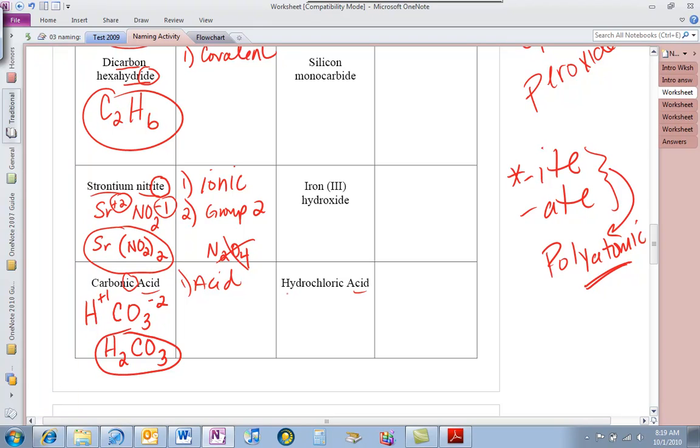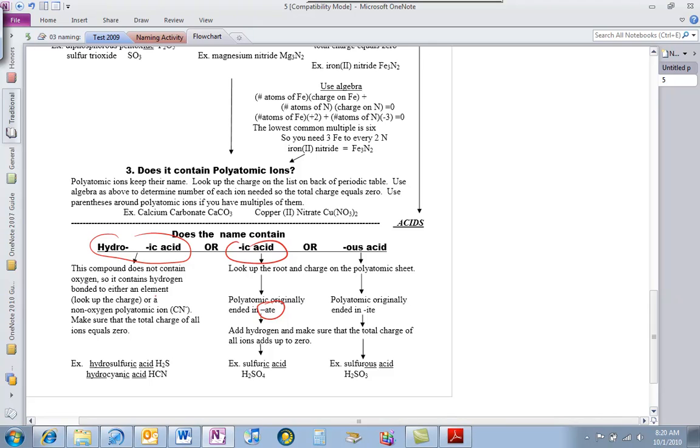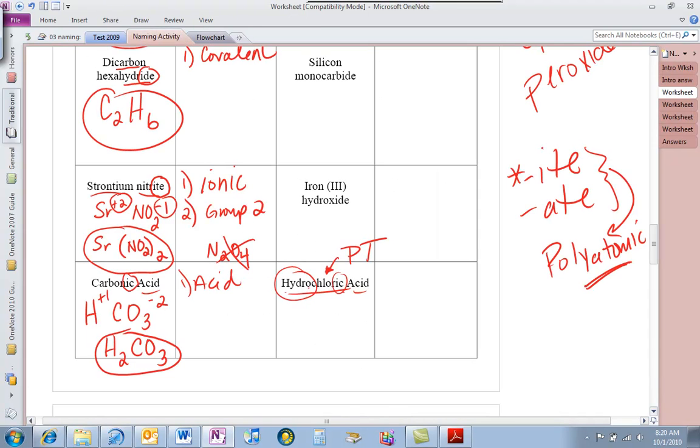Let's try the other acid just because it's a little bit different. So this one is a hydro-ic. So if it's a hydro, it's not a polyatomic unless it's like the cyanide, the one that doesn't have oxygen in it. So where do we go to find this center part? Periodic table. Okay, so this hydro means go to the periodic table to try and figure out what's going on. And you look up its charge. So what's the charge on chlorine?